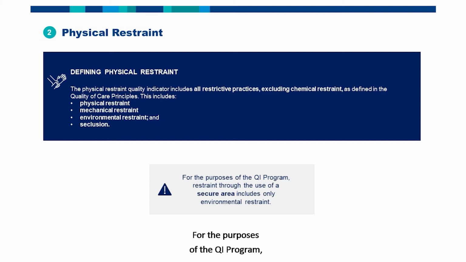For the purposes of the QI program, these forms of restrictive practice can be understood as follows. Mechanical restraint is a practice or intervention that is, or that involves, the use of a device to prevent, restrict, or subdue a care recipient's movement for the primary purpose of influencing the care recipient's behaviour, but does not include the use of a device for therapeutic or non-behavioural purposes in relation to the care recipient.